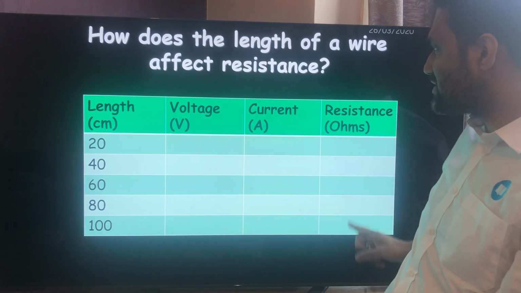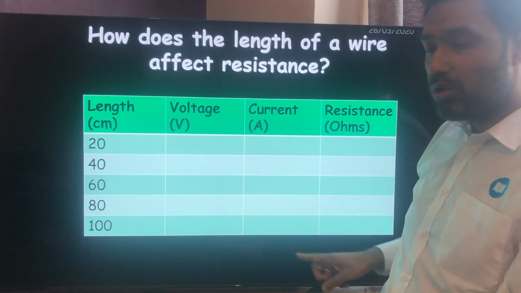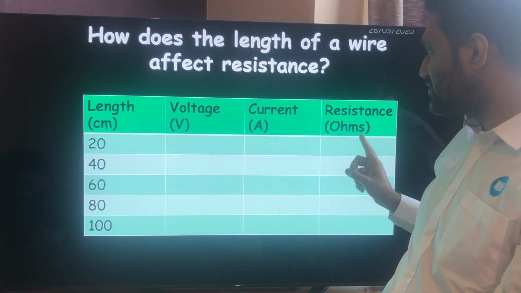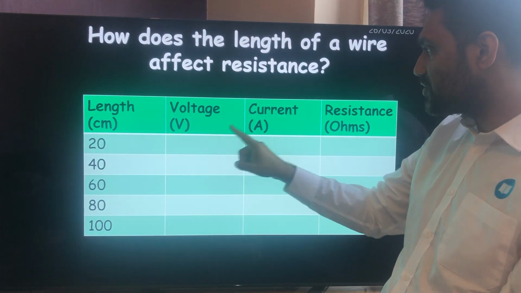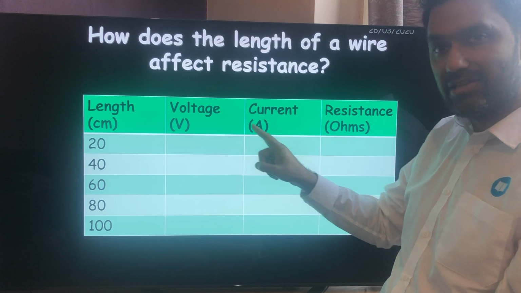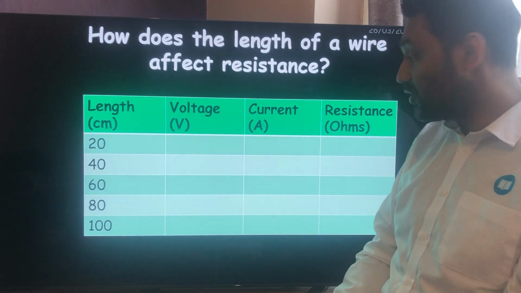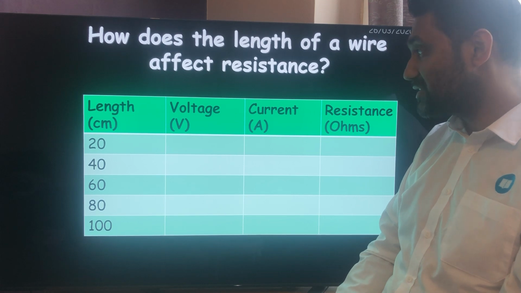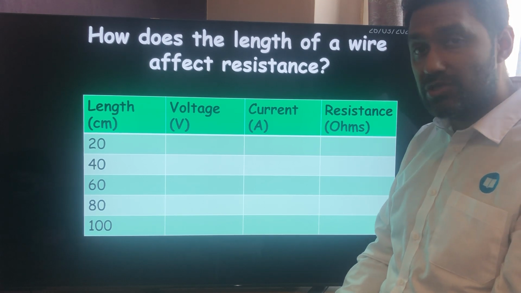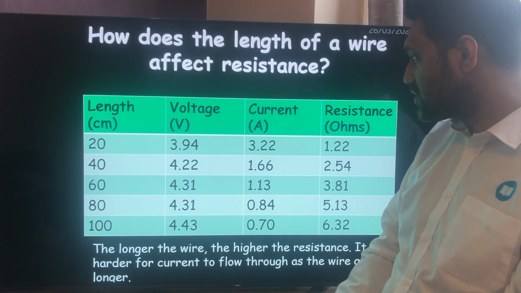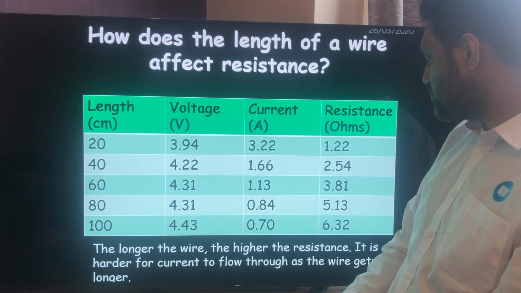To calculate the resistance, if you remember Ohm's law, V equals I times R. So if I want to work out the resistance, it's the voltage divided by the current, and that's what you did. So you did the voltage divided by the current, which you calculated the resistance. And some of the results that we collected from the class, so this was one group's results.